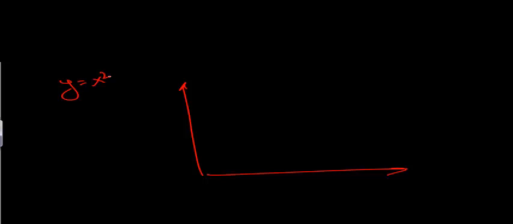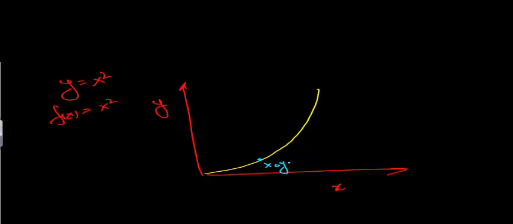y is equal to x square, or f(x) is equal to x square. Fine. So you all know about that, right? How this curve is going to look like, something like this. And let's say you have to find out the slope at point x0, y0.